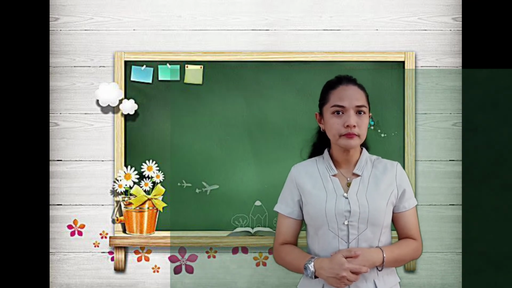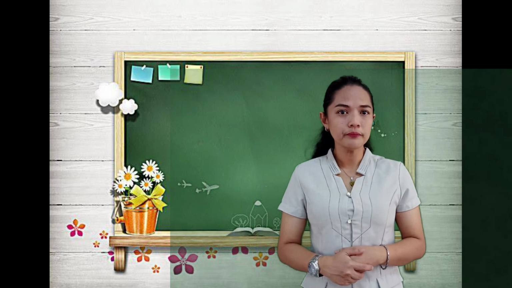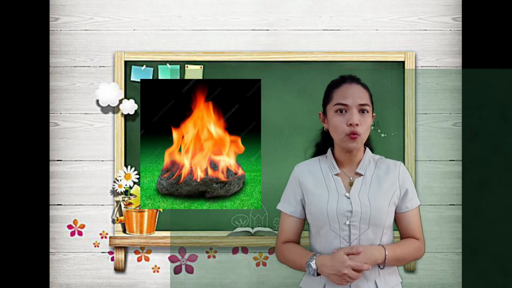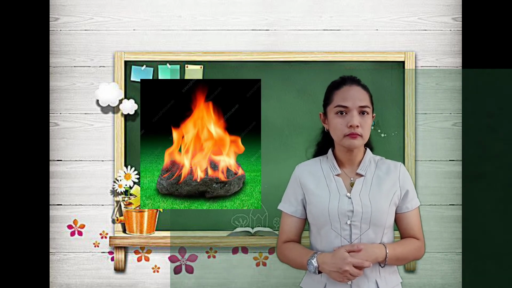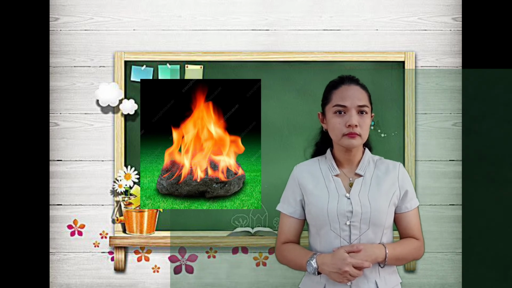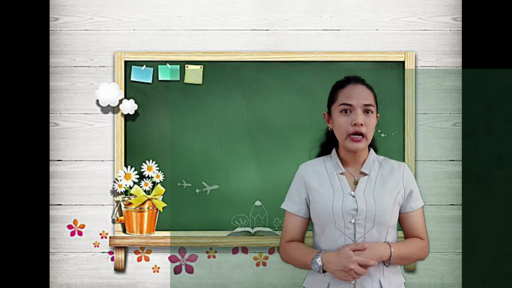Number 3, a raw egg begins to fry as it hits the pan. Number 4, the heat coming from the coal and flames. Number 5, when ironing a piece of clothing, the iron is hot and the heat is transferred to the clothing.